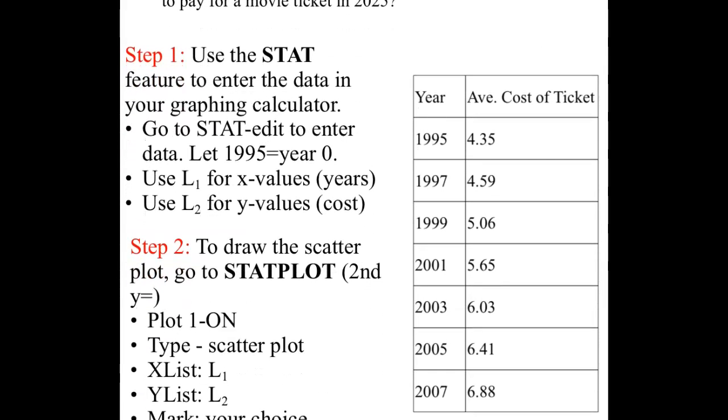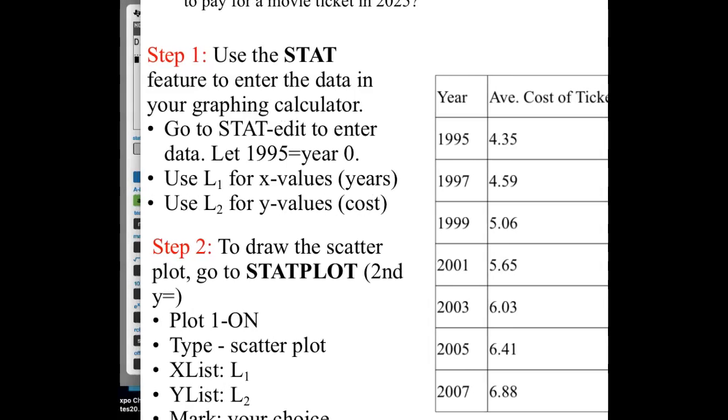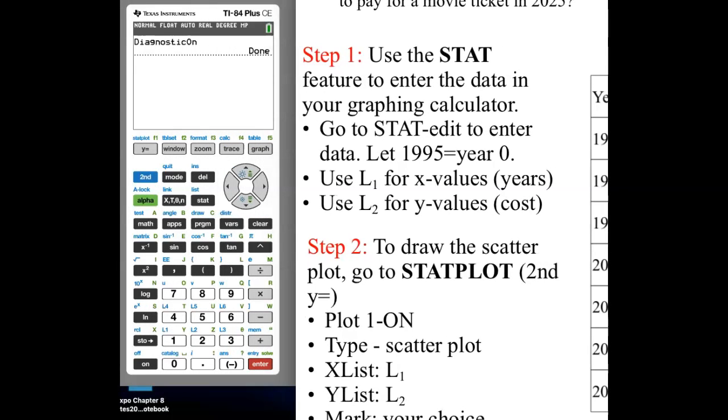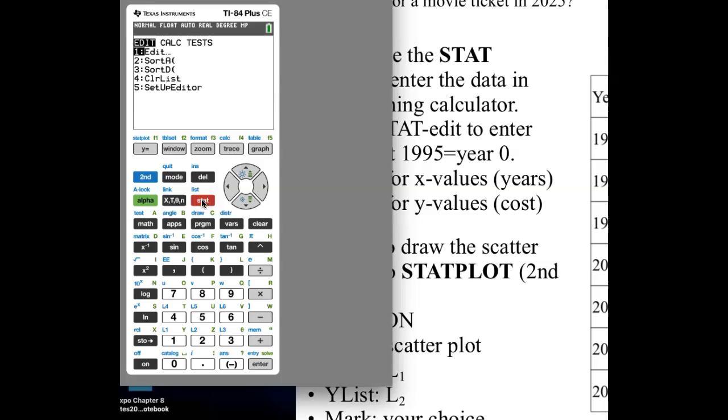So we have some steps listed here. The first one is to use our stat feature to enter the data. In other words, we have to enter this T-chart into our calculator. Okay? We are going to go to our stat key and then to edit. Your stat key is right here. Okay, in red here. So press the stat key. Notice it gives me 3 options now.